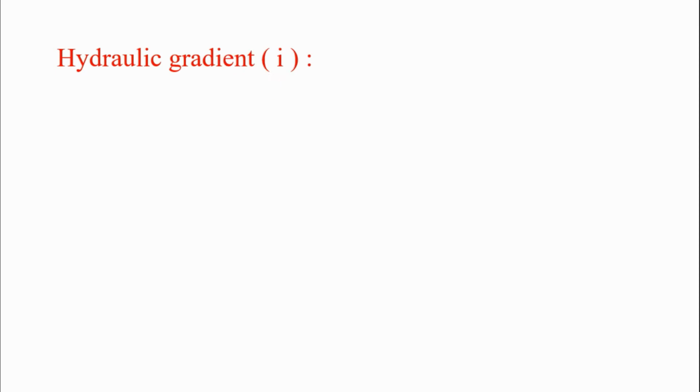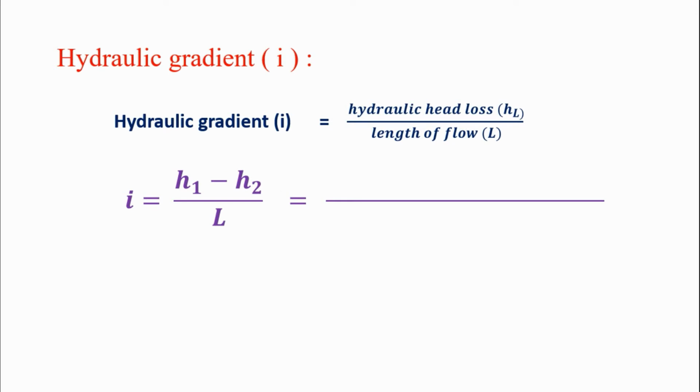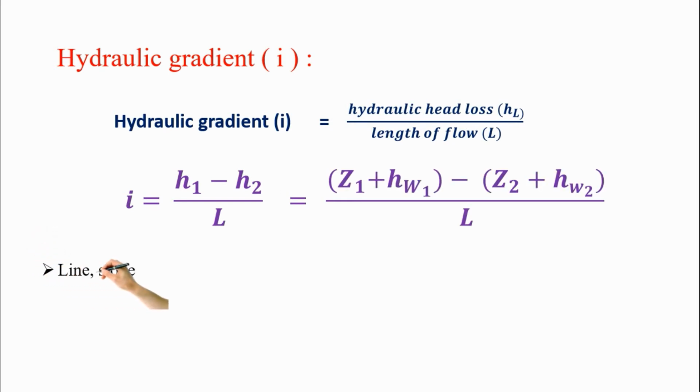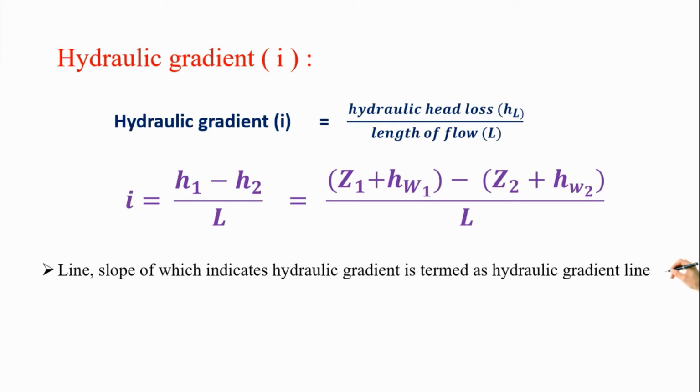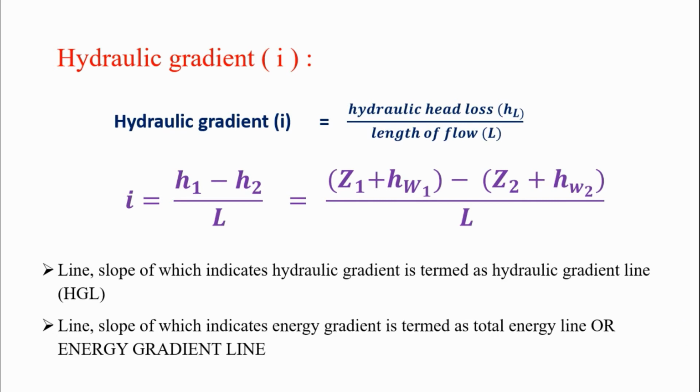Hydraulic gradient, denoted by the letter I, is the ratio of hydraulic head loss to the length of flow. The line, the slope of which indicates hydraulic gradient, is termed the hydraulic gradient line. The line, the slope of which indicates energy gradient, is termed the total energy line or energy gradient line.